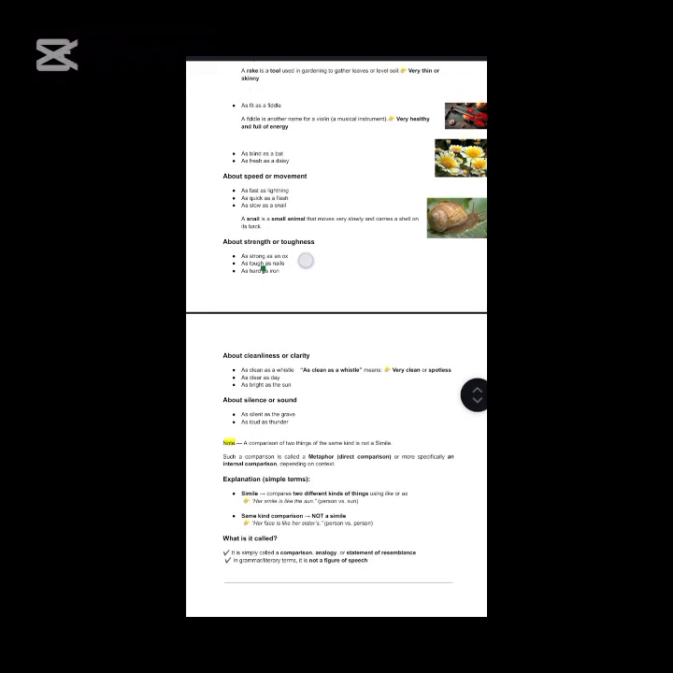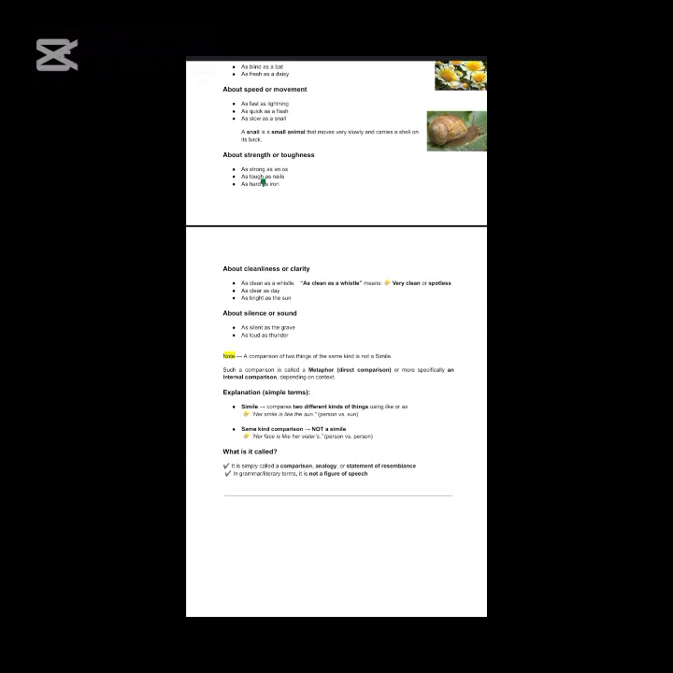Now, about cleanliness or clarity. As clean as a whistle means very clear, very clean or spotless. As clear as day, as bright as the sun. About silence or sound. As silent as the grave, as loud as thunder.